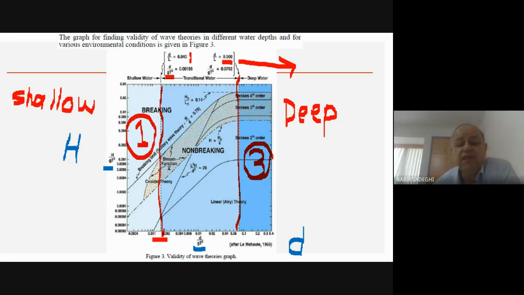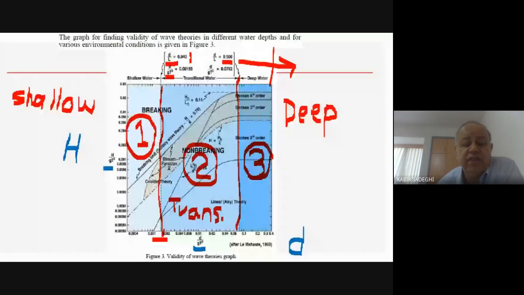And for the zone between these two zones, we have zone 2. This is called transitional water depth. Therefore, if we have transitional water depth, the water depth should be between 4% up to 50% of wavelength. If greater than that, up to here, it is deep water. Less than that, shallow water. This is one thing.